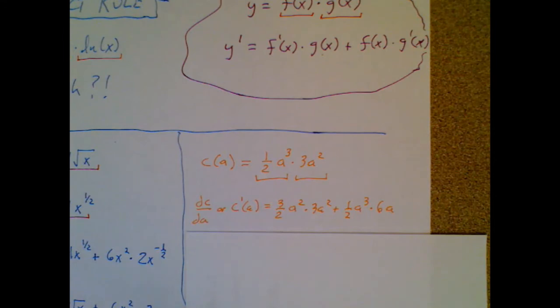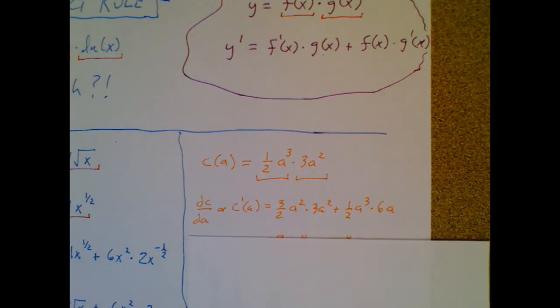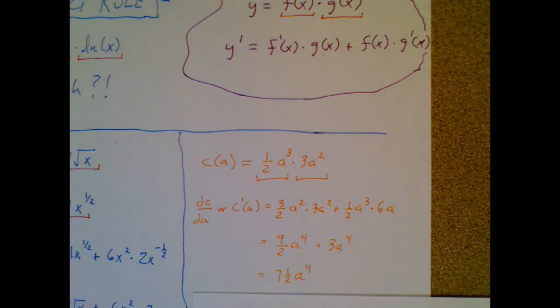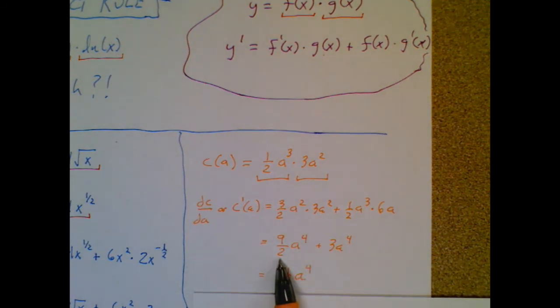That looks like a big mess. You would be totally allowed to leave it like that, but odds are you're going to end up having to do something extra with these derivatives as we learn more things. So maybe you want to start tidying this up. When I do the multiplying of these two terms and the multiplying of these two terms, it turns out that I have a to the fourth as common terms, so I can add those together. 4.5 a to the fourth and 3a to the fourth is 7.5 a to the fourth.